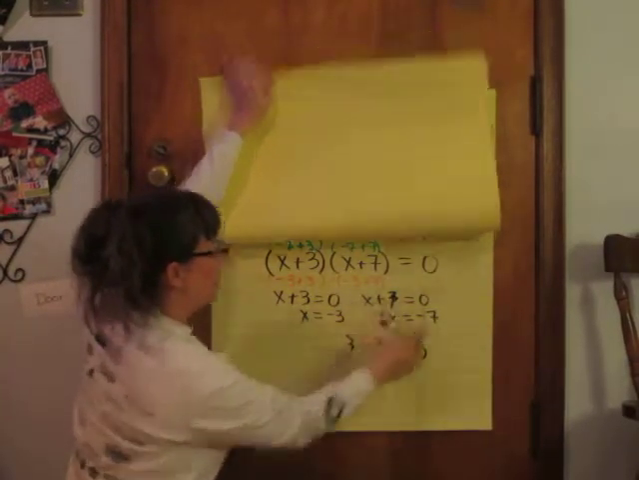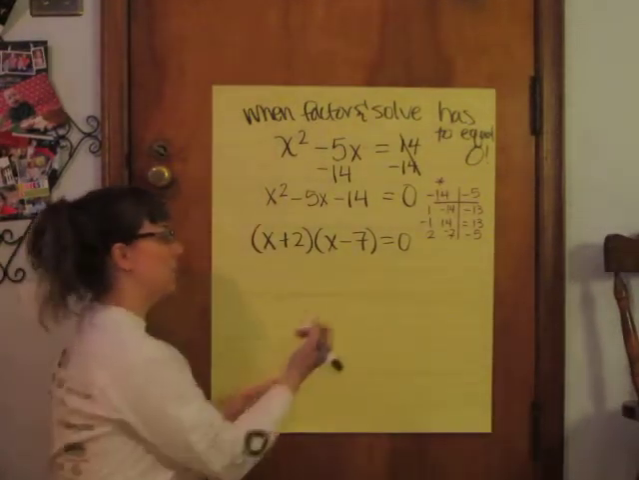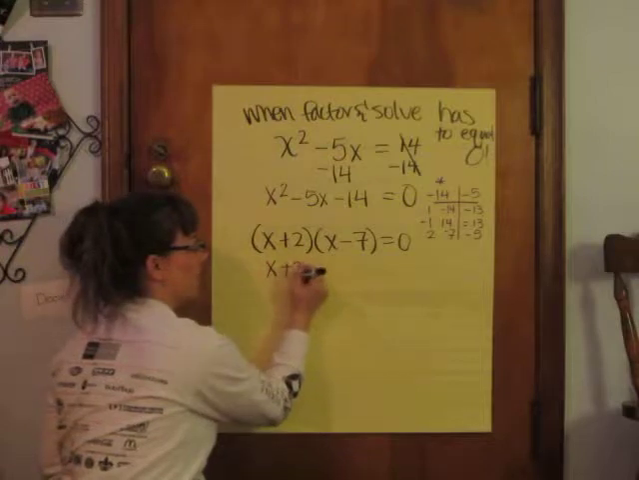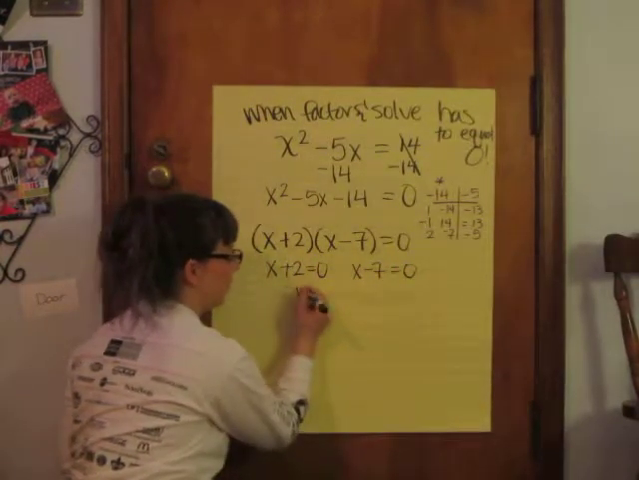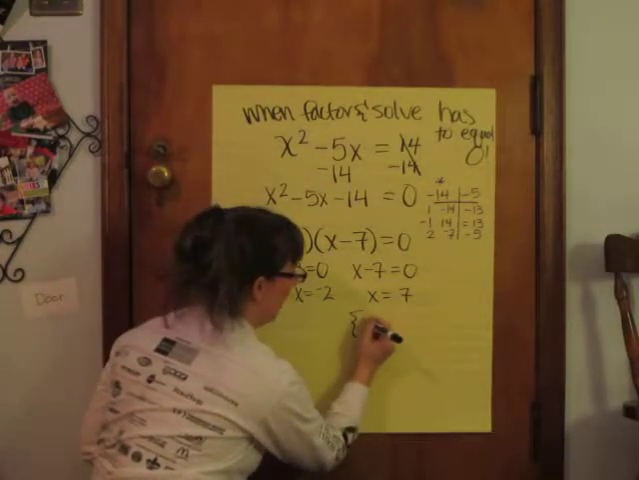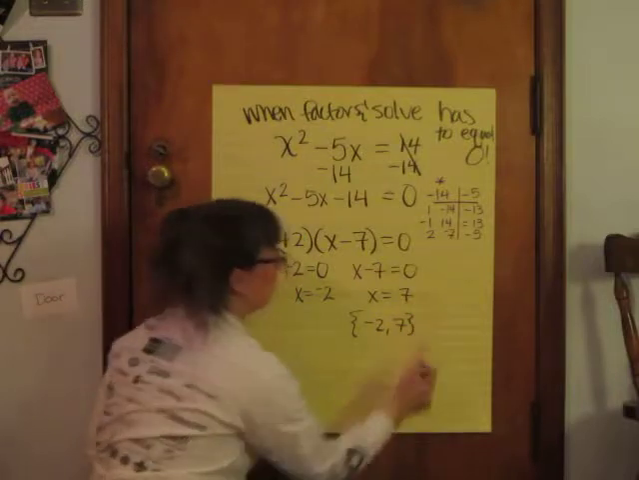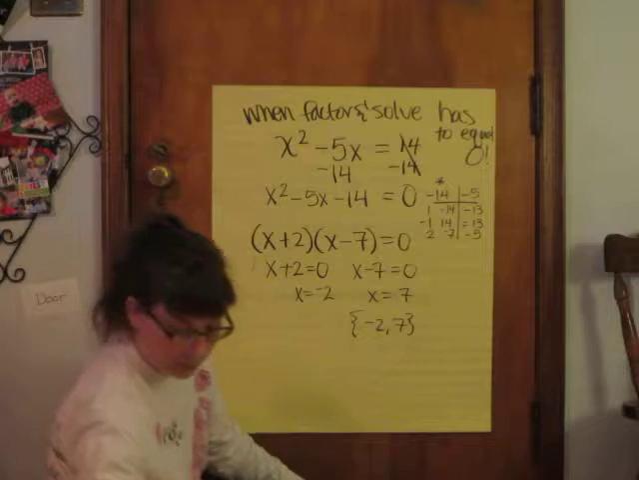Make them both equal to 0. If you can do that in your head, negative 2 and 7, by all means. If you can't, go ahead and say x plus 2 equals 0, x minus 7 equals 0. So x would equal negative 2, or x would equal 7. Solution set is negative 2 and 7. Not bad. Pretty easy, actually.